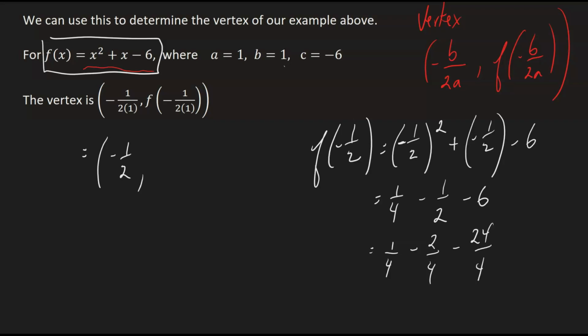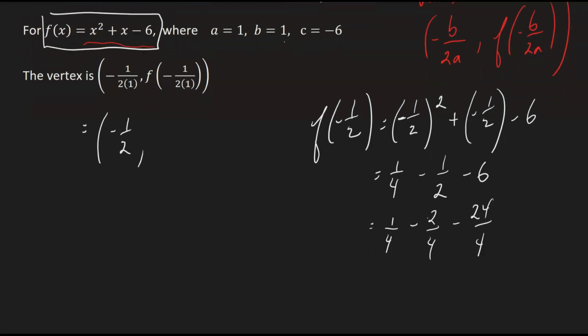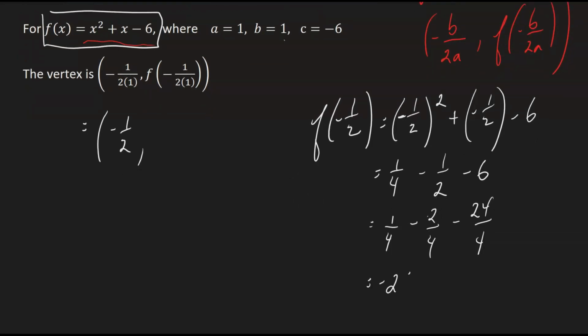So 1 subtract 2 is negative 1. Subtract 24 is equal to negative 25 quarters. And that's actually negative 6 1/4. Okay, we have the y value, negative 6 1/4. That's the vertex of our function.